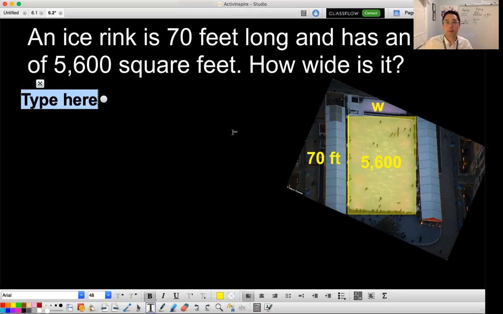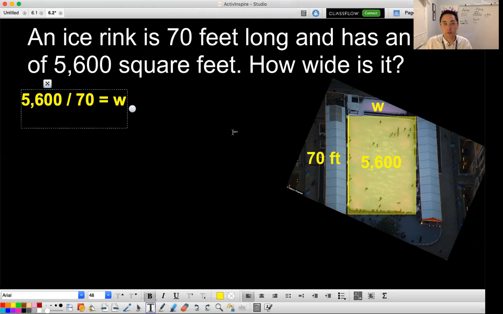So if we were to think about this like a number model with an unknown, we would think of it as 5,600 divided by 70 equals W, the width. For those of you who like multiplication, you can also think of it: length times width is going to give us the area. The length we know is 70, times the width we do not know, but the area we do know is 5,600.